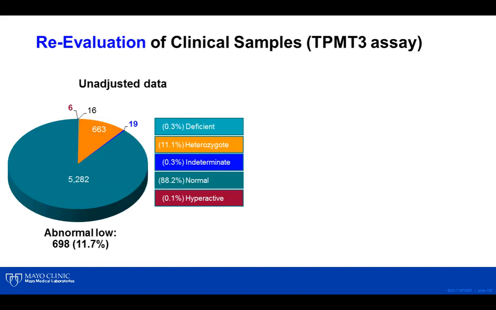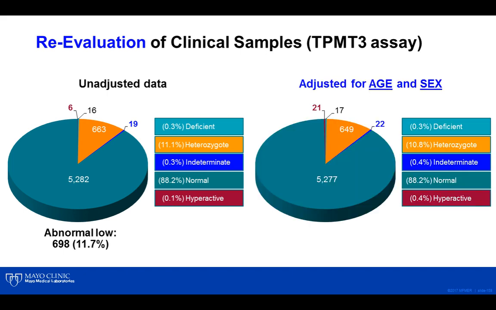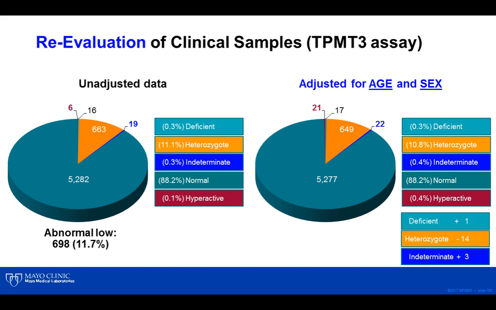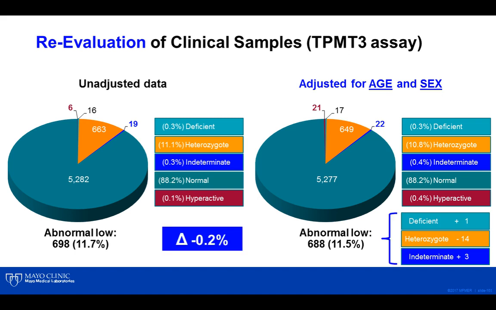So one more comparison can be made between the unadjusted outcome discussed previously and a reanalysis of the same data after adjustment for age and sex. While predictably, things do not change much, it could be argued that a 0.2% or 10 cases decline of abnormal low cases could be clinically relevant, also when considering the threefold increase of hyperactive cases.